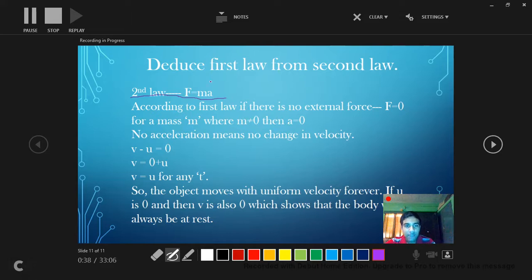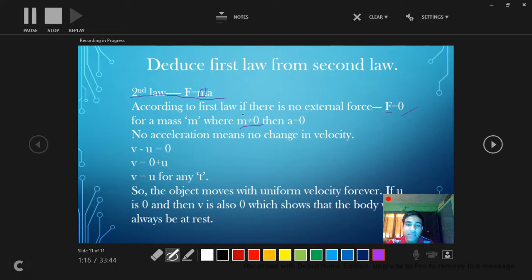Second law says that F is equal to ma. F is equal to ma. We proved it, right? How F is equal to ma. So according to the first law, if there is no external force, what is the first law? If there is no external force, then the body will be at rest or will continue its motion. So if F is equal to 0, there is no external force, then there is a certain mass. Mass cannot be 0. For any body there is a certain mass. For a mass m, m is not equal to 0, m cannot be 0.